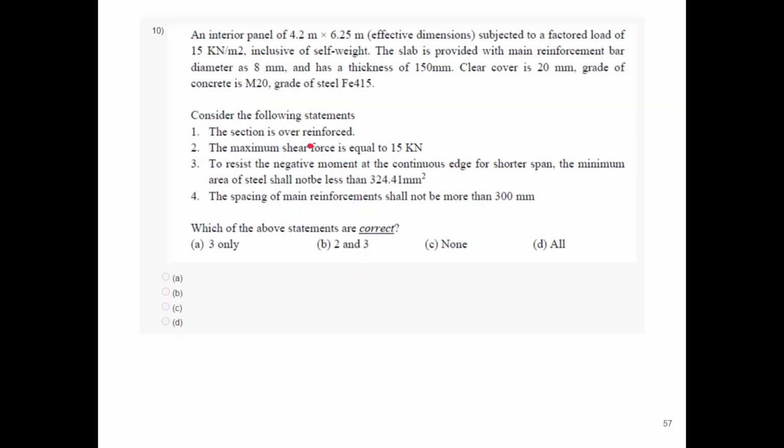So the first statement, that the section is over reinforced, is wrong. It will be under reinforced. So yeah, 1 and 2 both are not correct. So D will not be the option. B will also not be the option. Okay, it will be between A and C.